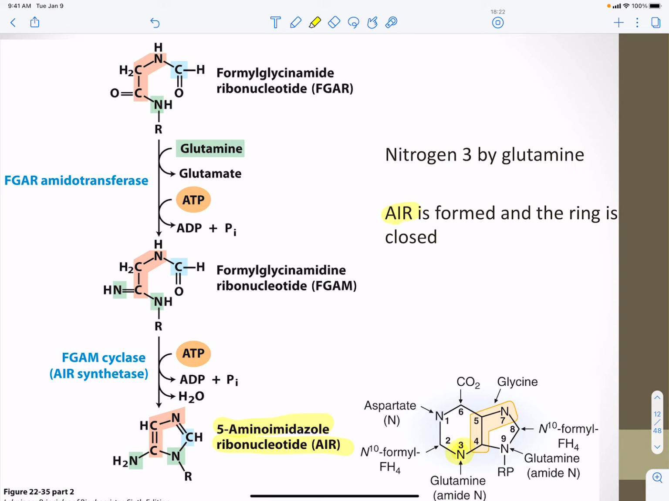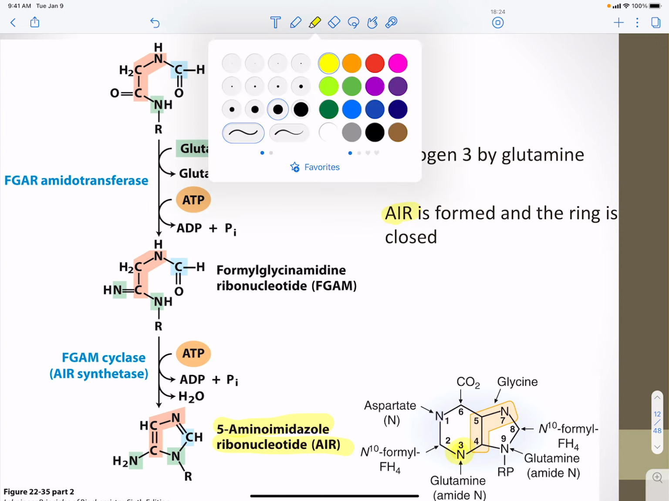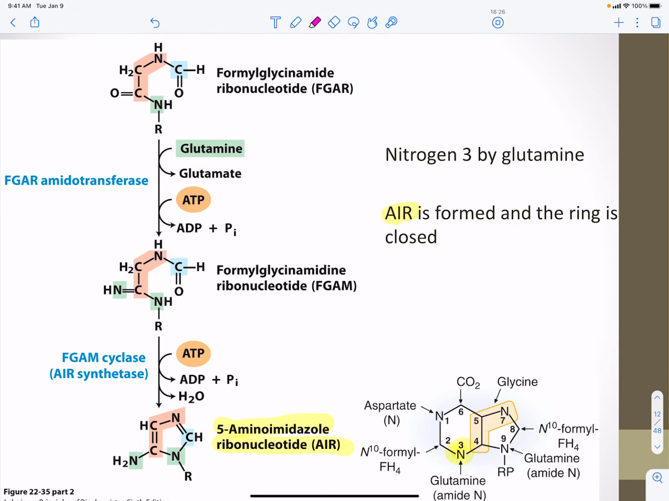Okay, so now we have this whole structure here formed. We started at 9, we went all the way around, and we added this nitrogen, and then the ring closes. Okay, so just keep it in reference. This is position 9, and we have our 4, and we have our 5, we have our 7, and we have our 8.